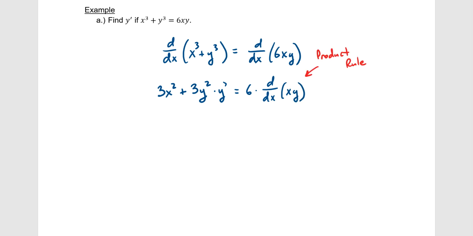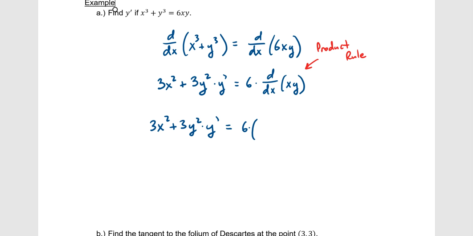And now we'll do the product rule. So I'm just going to rewrite that left-hand side. We didn't do anything to it, just reorganizing the right-hand side. So we're going to have 6 times, make sure you have parentheses. The product rule, remember, is the first times the derivative of the second plus the second times the derivative of the first. So that's going to be the first times the derivative of the second, so x times y prime, plus the second times the derivative of the first.